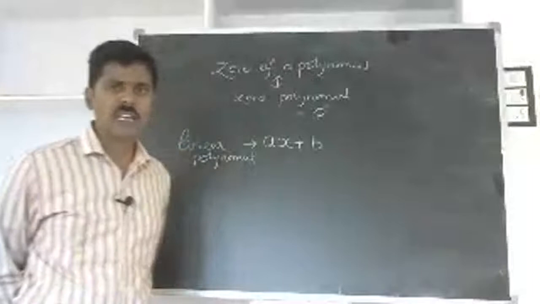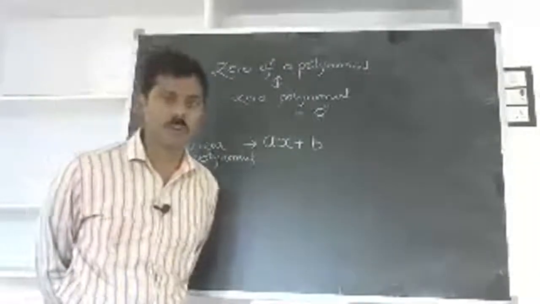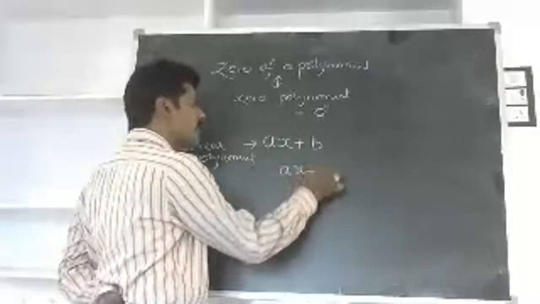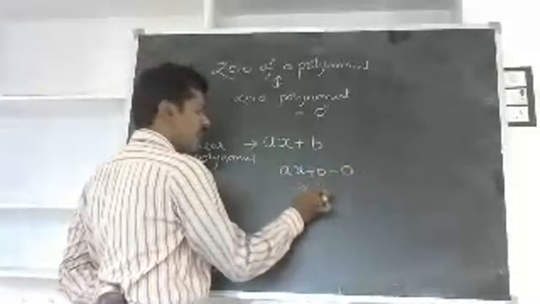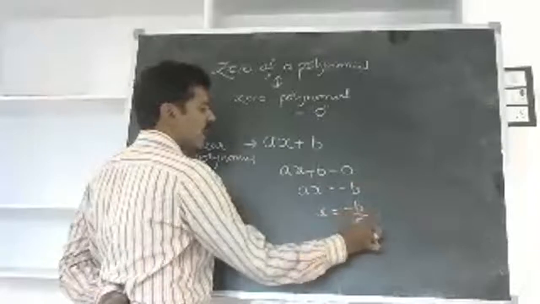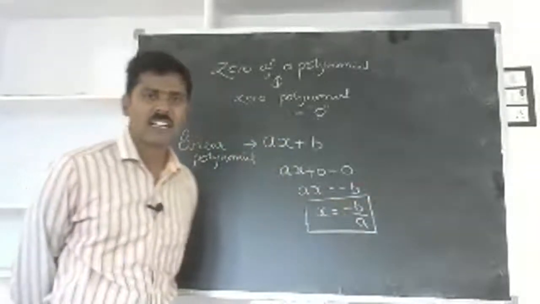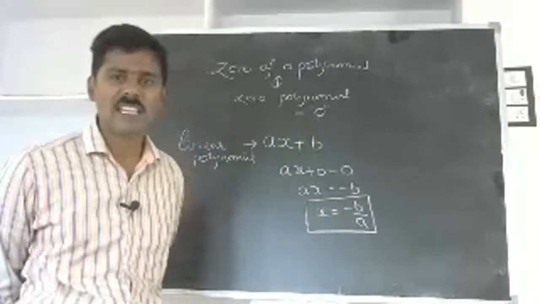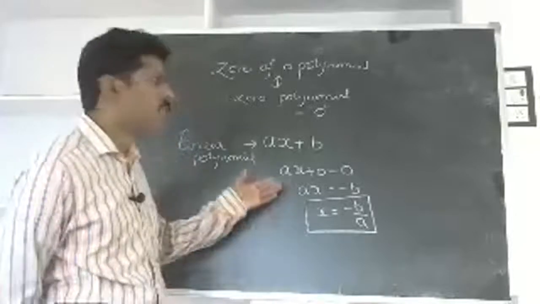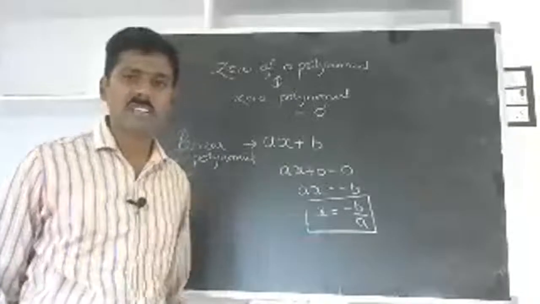So whenever you have ax plus b, a linear polynomial, what is the 0 of a linear polynomial? The 0 is obtained by ax plus b equals 0. Then you will get ax equals minus b, then x equals minus b by a. So minus b by a will be the 0 of the polynomial ax plus b. So whatever polynomials you take in the form of ax plus b, definitely you can say that the 0 of the polynomial is minus b by a.